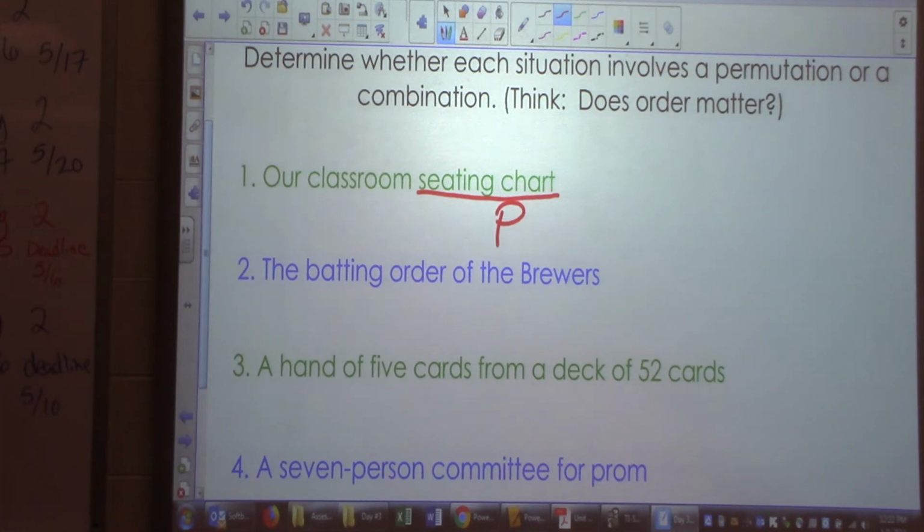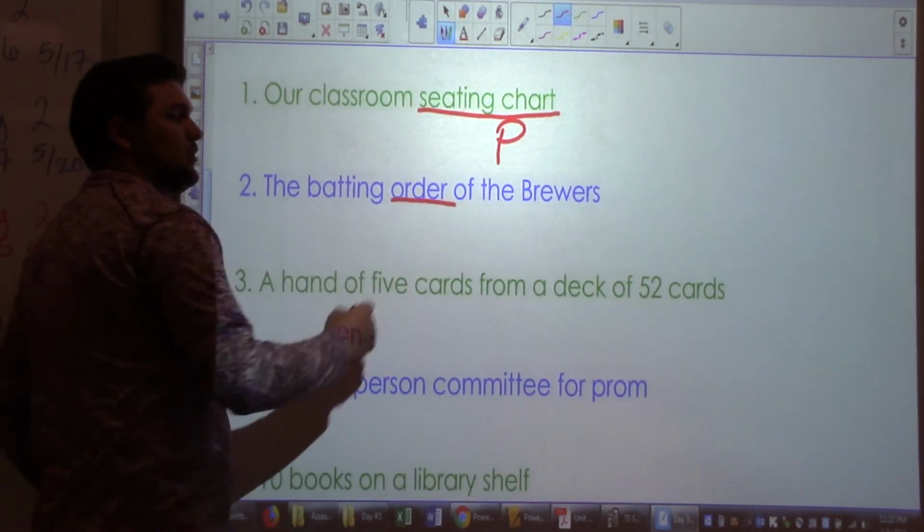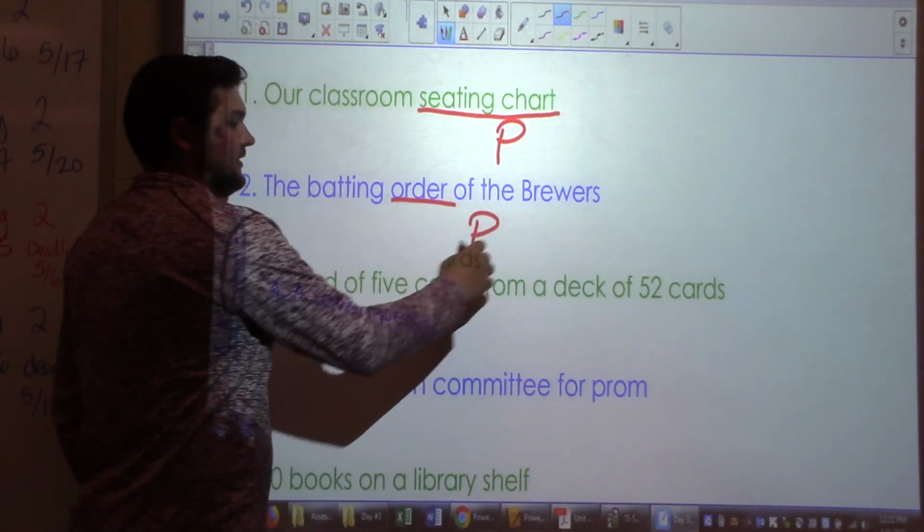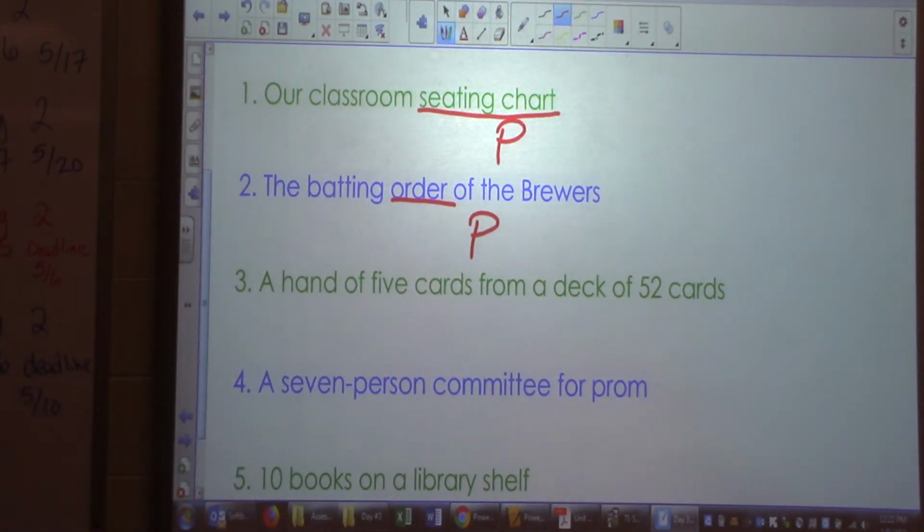All right, Mason, pick a number. 8, 9. Dom, the batting order of the Brewers. Does the order matter? Yeah, so it's a what? Permutation. Good. The order matters. You bat out of order, you get out. Dom, pick a number. 1.